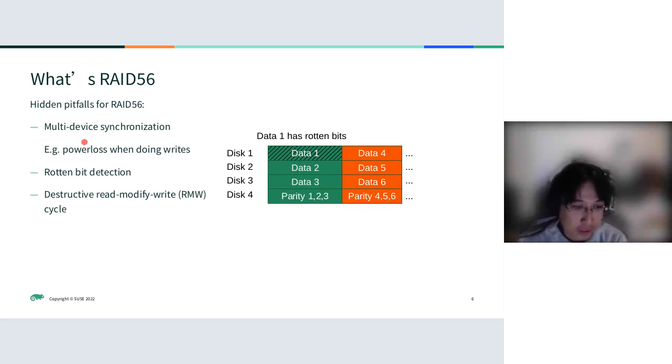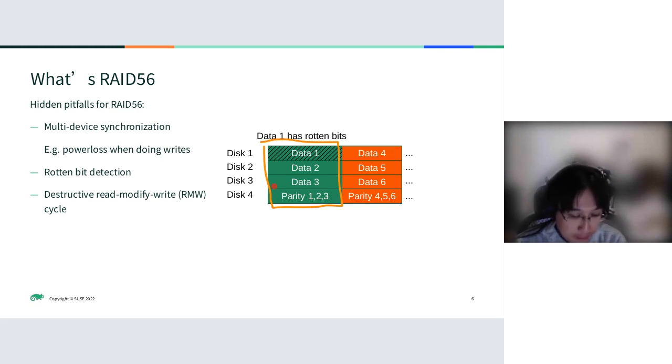So the first thing is multi-device synchronization. As you know, there are several disks here. So every time we write, for example, we want to write a full stripe. A full stripe is a term mostly used in Btrfs, but I guess it's also used in other RAID5-6. This is a full stripe, includes all the data and its parity. For example, if we want to write a full stripe here, we need to submit data 1 to disk 1, data 2 to disk 2, and data 3 to disk 3, and finally parity to disk 4.